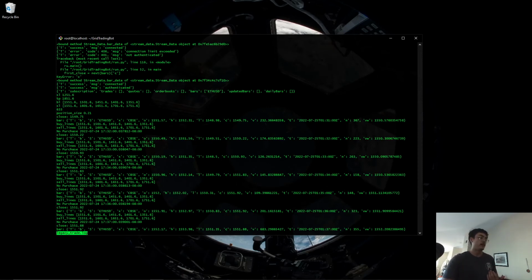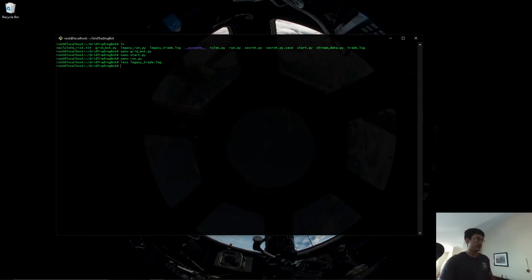So here is one example. Here we have our closing price at 151, and here's at 150, and our buy line is at 151.6. So as you can see here, it crosses it, but we still have no purchase of Ethereum. Now let's close out of that.